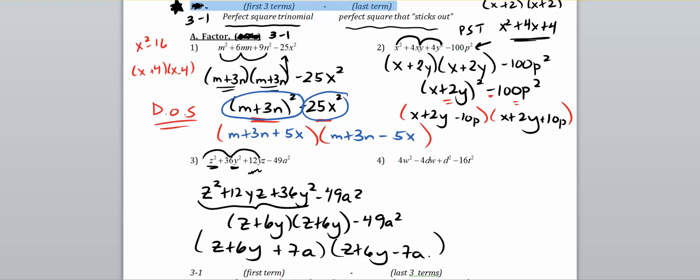Okay, try to do number 4 on your own. And it is going to be a 3, 1. Go ahead and look at it, try to factor it, and then press pause on the video and come back to it to check your answer.